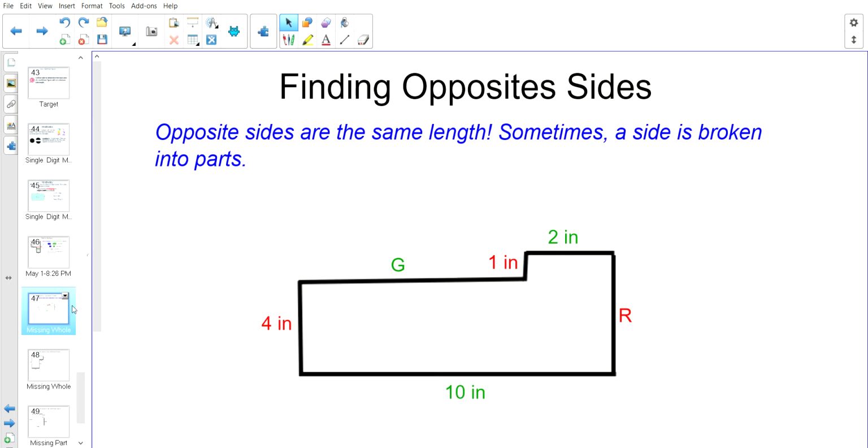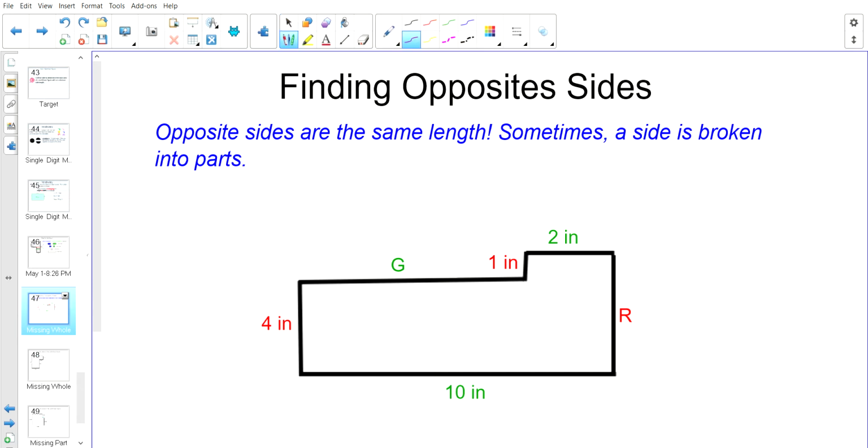Yesterday, you learned about finding a missing side length on a rectilinear figure. Let's review briefly what we know about wholes and parts and how that helps us find a missing side length on a rectilinear figure. You've learned that opposite sides of a rectilinear figure are the same length, but sometimes a side length is broken into parts.